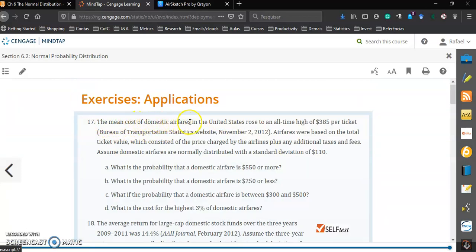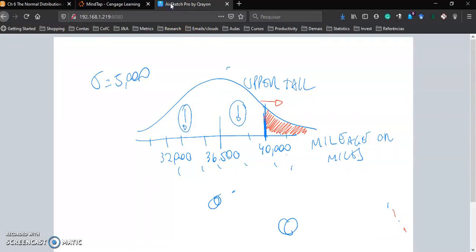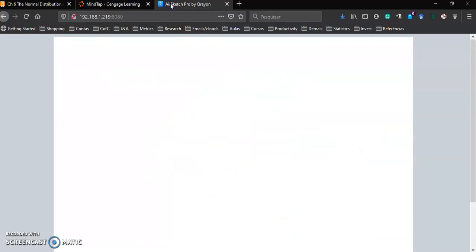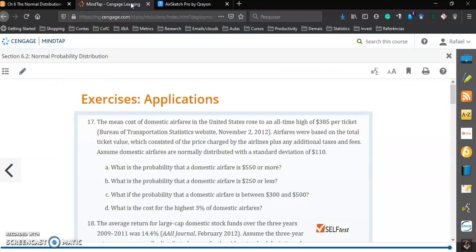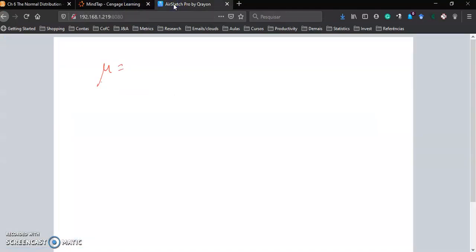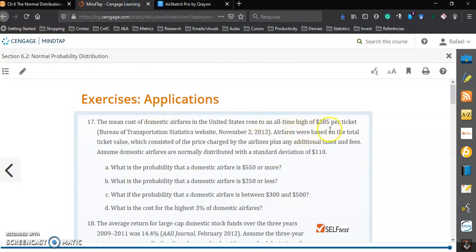The mean cost of domestic airfares in the United States rose to an all-time high of $385 per ticket. Okay, so I have one piece of information here. This is my mean. So let me draw this for you. Let's start a new slide. So I know that the mean is $385 per ticket. And airfares were based on the total ticket value, which consisted of the price charged by the airline plus any additional taxes and fees.